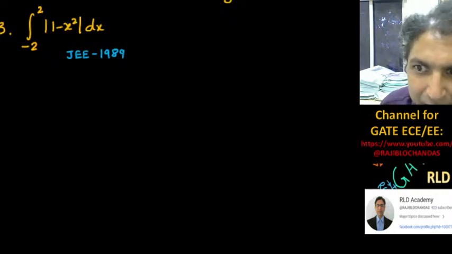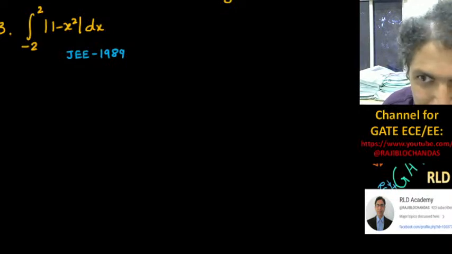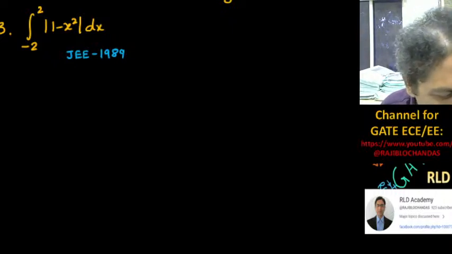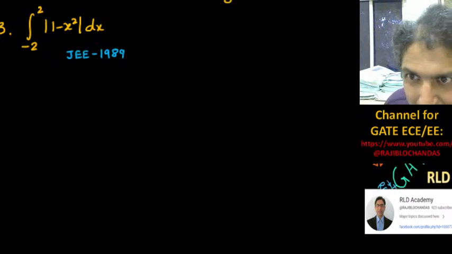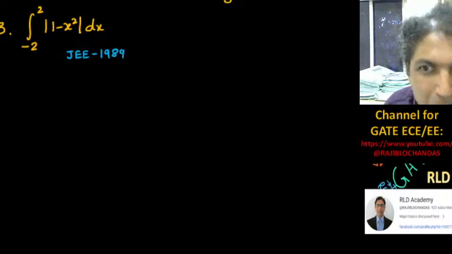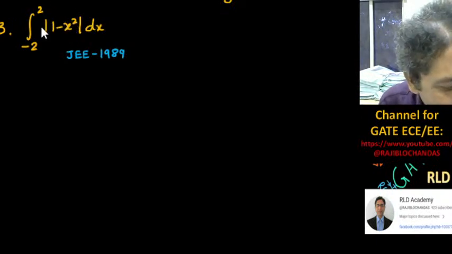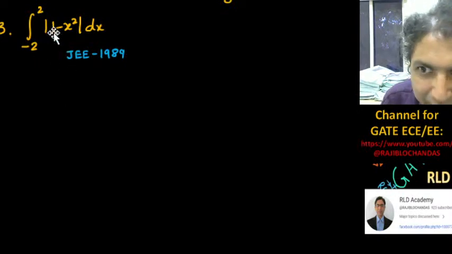Now this problem came in 1989 JEE. Can you solve this problem? This is a little bit tricky. It is mod of 1 minus x square. How to handle this kind of thing? This is not linear, it is non-linear. The x squared term is given, so how to find it?